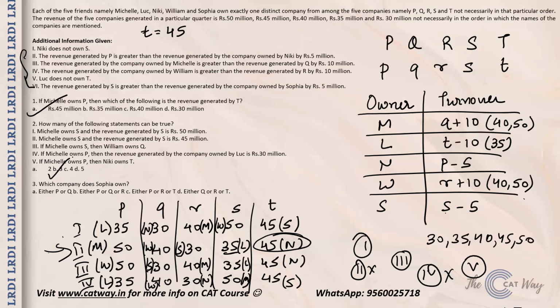Now, which company does Sophia own? In all these cases, Sophia can own T, or Q, or R. Among the options, P or Q is not happening, P or R or T. So the first three options have P in them, so that is never possible. So it is definitely option number D, which is the right answer.